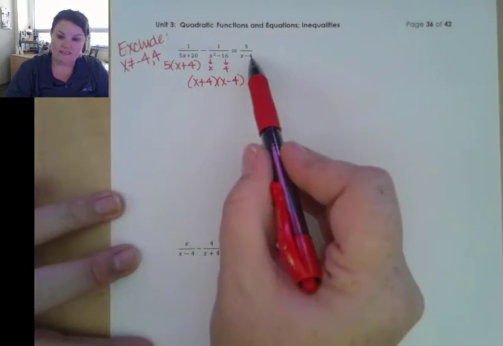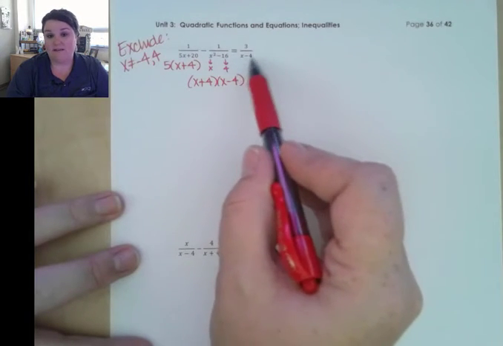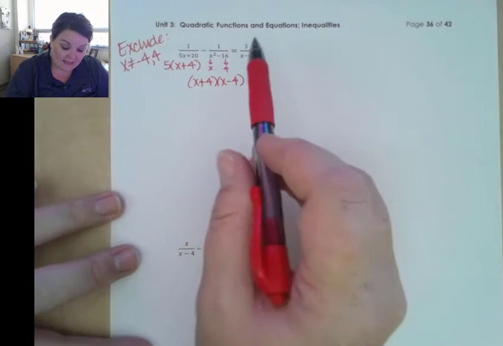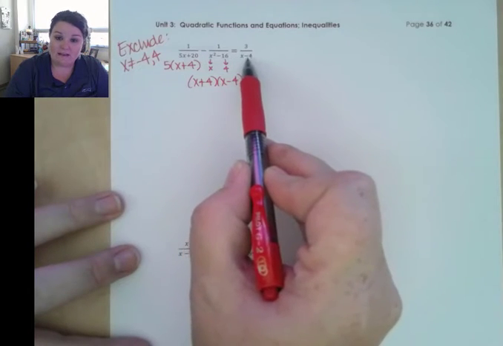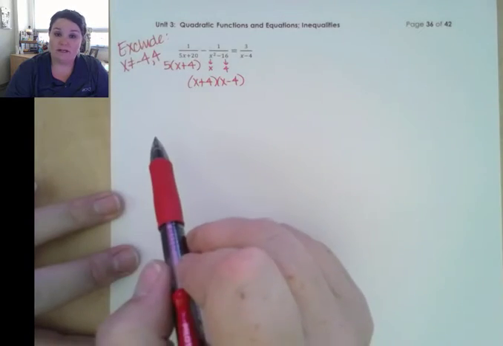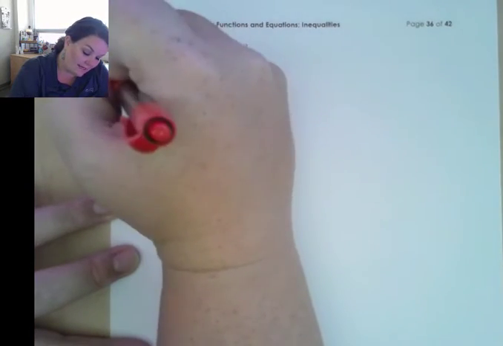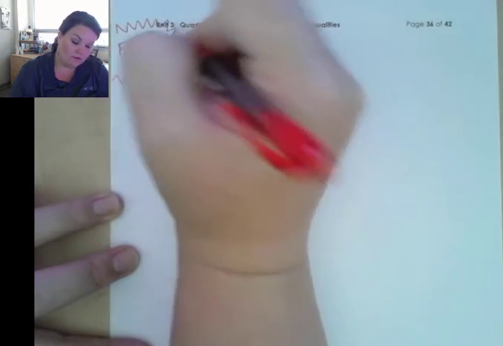And then I check the last denominator. The last denominator is already as factored as it's going to be. There's nothing I can do to factor it. And I can see just by looking at it that x can't be a +4, right? And I've already written +4 as one of my problem values. So I know all the values that x cannot equal, right?